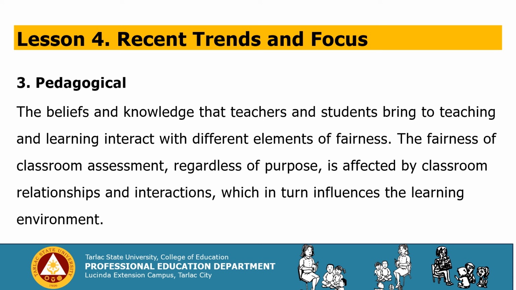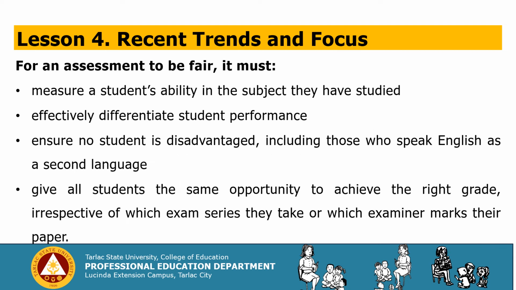Number three is pedagogical. The beliefs and knowledge that teachers and students bring to teaching and learning interact with different elements of fairness. The fairness of classroom assessment, regardless of purpose, is affected by classroom relationships and interactions, which in turn influences the learning environment. For an assessment to be fair, it must measure a student's ability in the subject they have studied, effectively differentiate student performance, ensure no student is disadvantaged, including those who speak English as a second language, and must give all students the same opportunity to achieve the right grade, irrespective of which exam series they take or which examiner marks their paper.